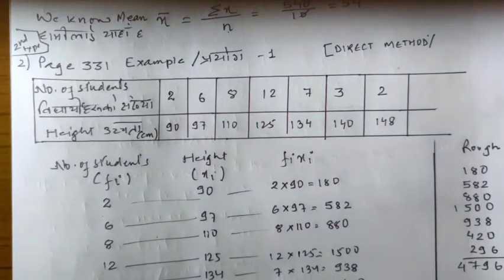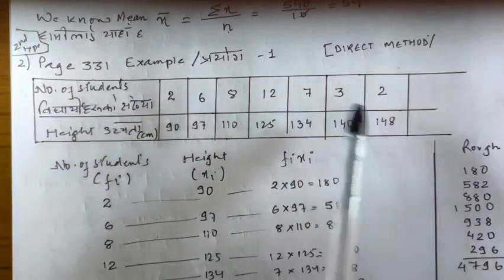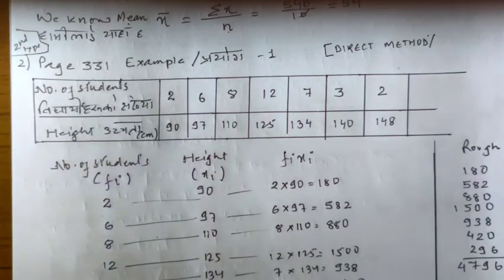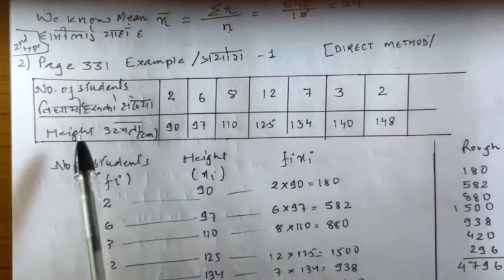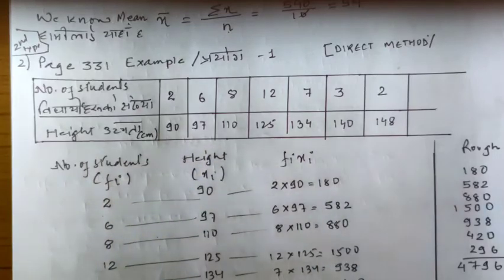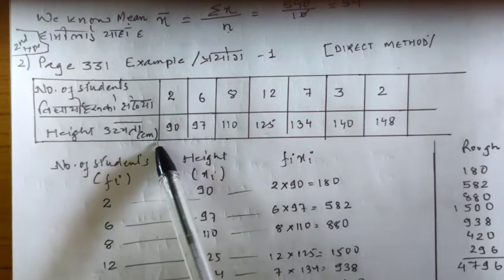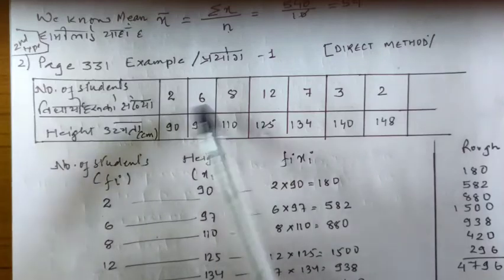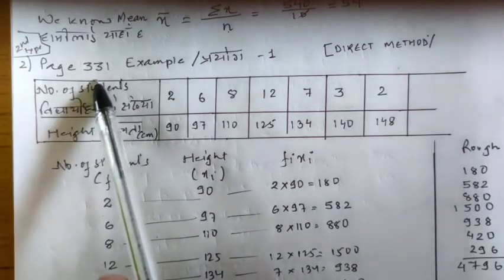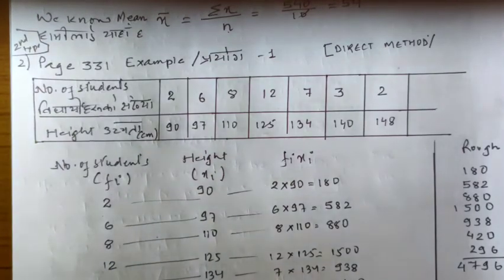So it's example 1. Number of students and the heights are given to us. Number of students 2, 6, 8, 12. This is the table that's supplied to us, and height in centimeters is given to us. I've always told you number of students means how many times it is repeating. Just like 90 centimeter height is being repeated how many times? 2 times. 97 centimeter height is repeated how many times? 6 times. So always remember number of students is your frequency.